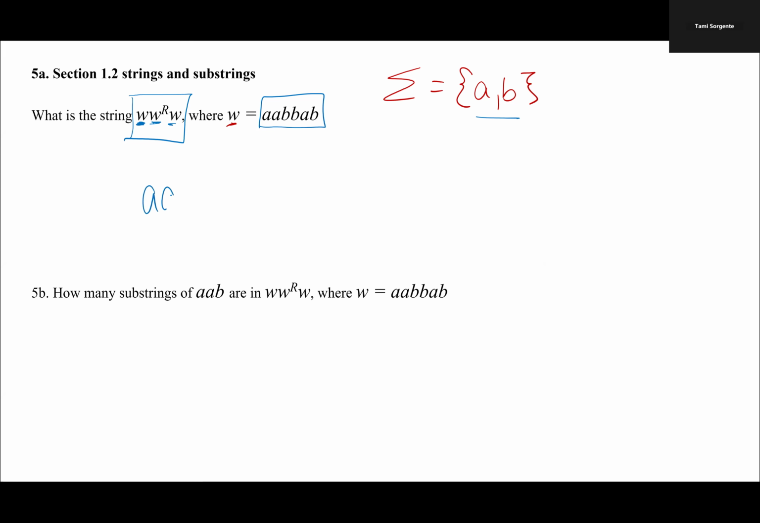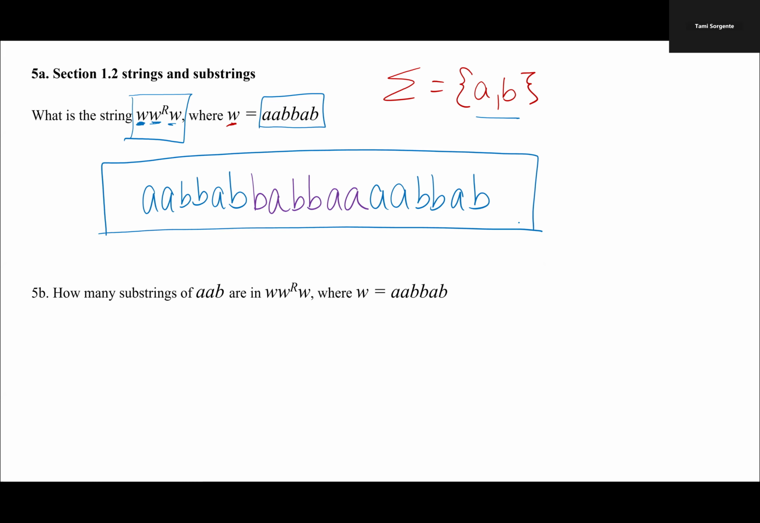So we would do AABBAB. That would be our string. Then I'll get another color here for the reverse. Then the reverse would be BABBAA. And then we get another color here, AABBAB. So this right here is W W reverse W. If I asked you to do W reverse W, it would be a different string. If I asked you to do WWW, that would be W concatenated 3 times together.